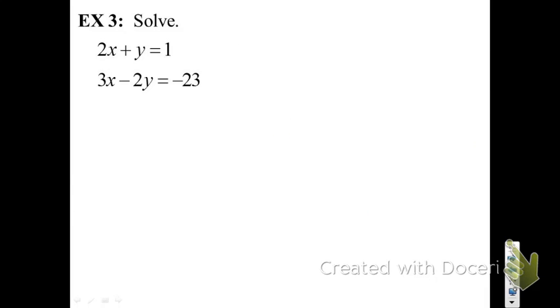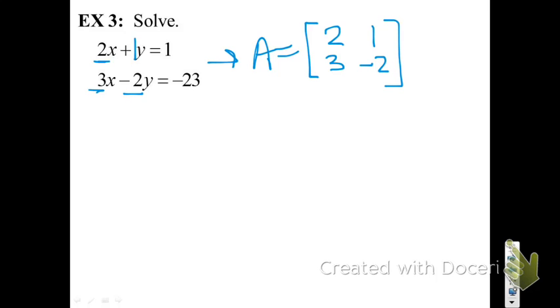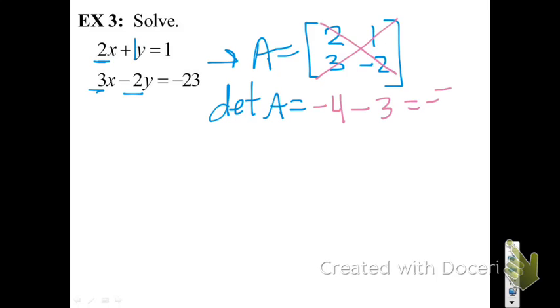So we're going to go ahead and try this. The first thing you want to do is set up your coefficient matrix. So A equals 2, 1, and these come from the coefficients in front of those variables, 3 and negative 2. And then from there you're going to find the determinant of A, and we do that by using diagonals. So you'll take those two, multiply them, you get negative 4, and subtract the other diagonal, minus 3, and we get negative 7 for our determinant of A.